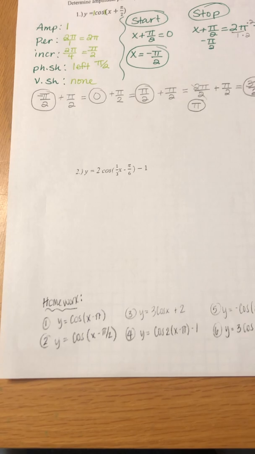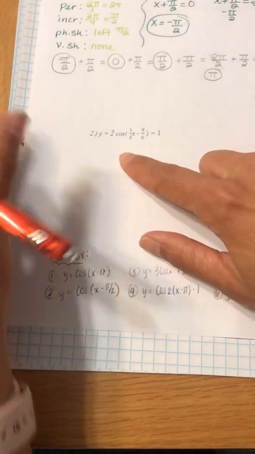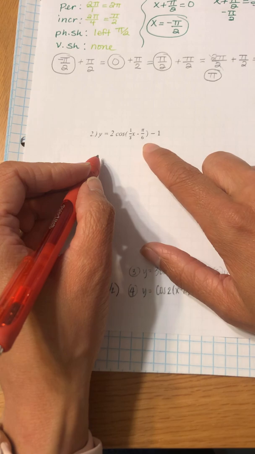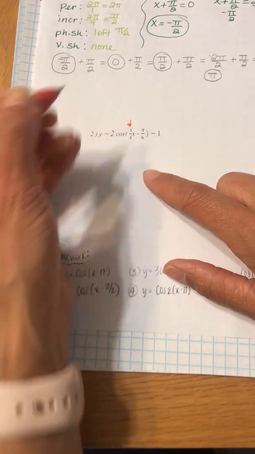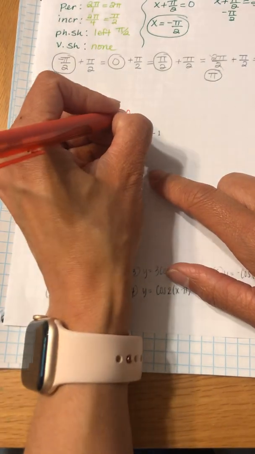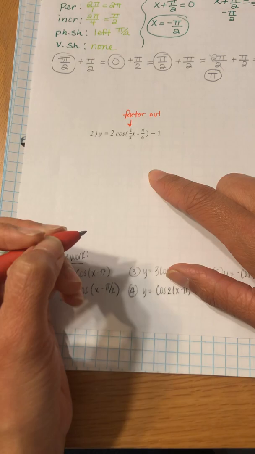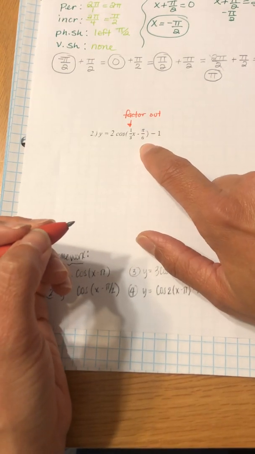All right, so what color do I want to use now? I think I want to use red. Let's use red. Okay, so number 2, y equals 2 cosine of 1/3 x minus pi over 6 minus 1. Okay, there's a 1/3 in front of that x, so we need to factor that out. Okay, so we need to rewrite this because my phase shift is hidden in there.